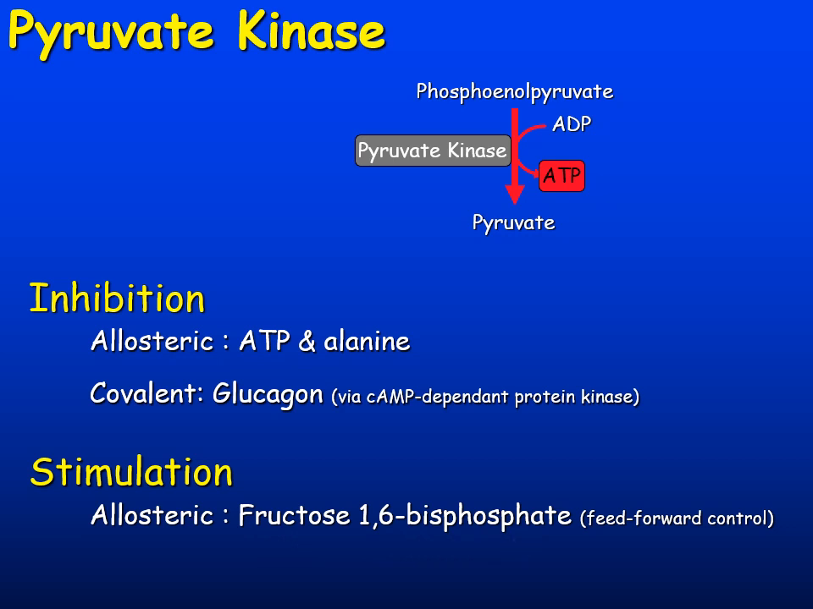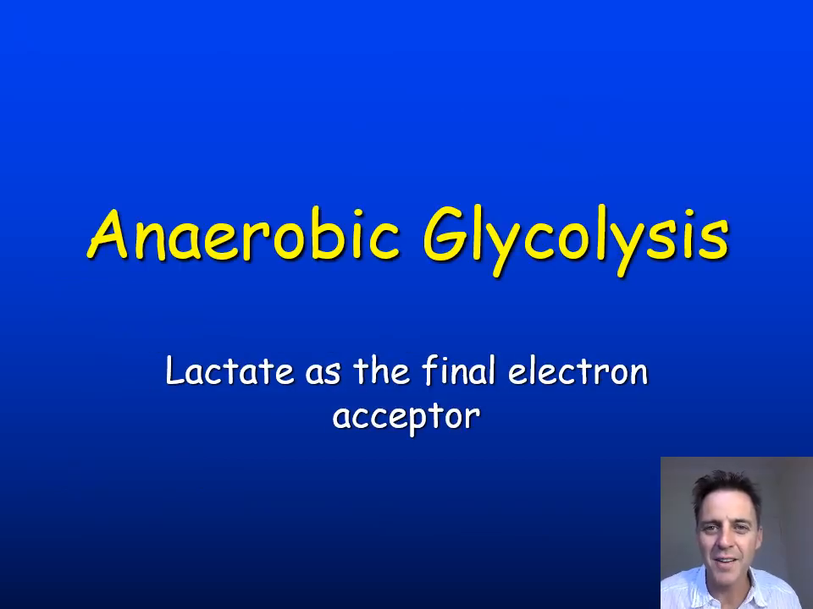So lots of glucose flooding in means there's lots of fructose 1,6-bisphosphate, which is a glycolytic substrate, feeding forward, stimulating the pyruvate kinase step of glycolysis. So we've now covered all of the regulatory steps of glycolysis. But what we haven't dealt with is how we dispose of the glycolytically produced NADH. And this brings about the concept of lactate being a final electron acceptor.